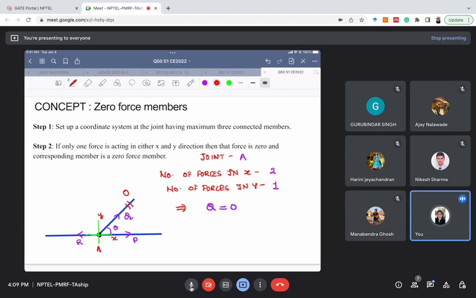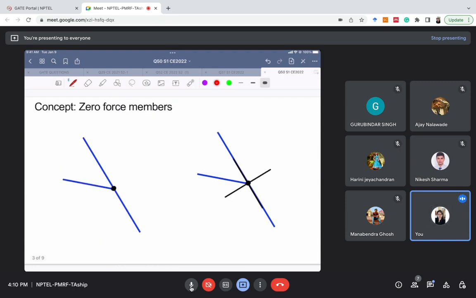So we don't have to think that much. We'll simply say the first step is we'll set up a coordinate system. We will name the forces, then we'll write the number of forces in the x direction and the number of forces in the y direction. If the number of forces in any direction is 1, then that force is 0, and that member is a zero force member, right? We'll see another one. Let's see, there's another joint.